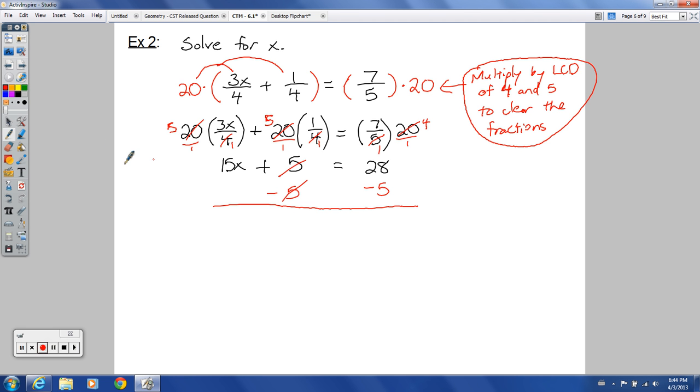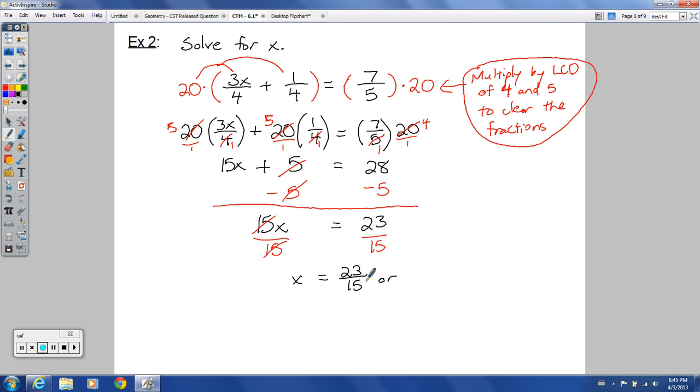But this would be subtracted there, minus 5, trying to get that variable by itself, to isolate the x, get that all by itself. So 15x equals here 23. And you divide by 15 to finish this up. 15 would cancel here and here. You'd have x equals 23 15ths, sorry.